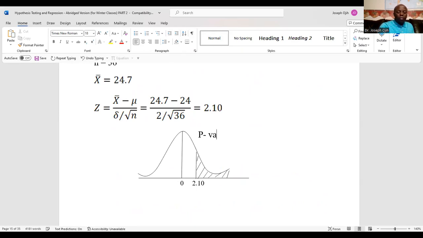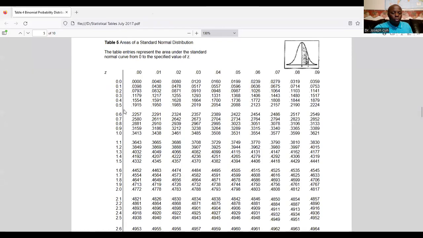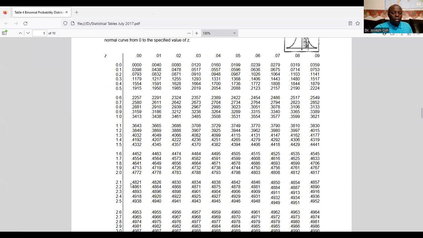Okay, value equals 0.5. If you're using that type of table, if it falls on the tail, you subtract the result from 0.5. Why? Because half of this is 0.5 and the other half is 0.5. So let's find 2.10 on the table. 2.1, that's 0. See the 0 right here.